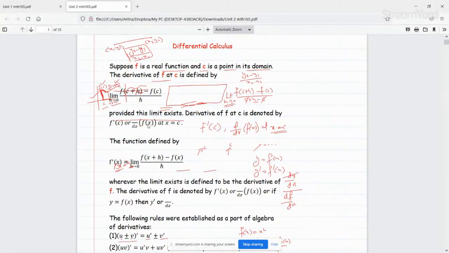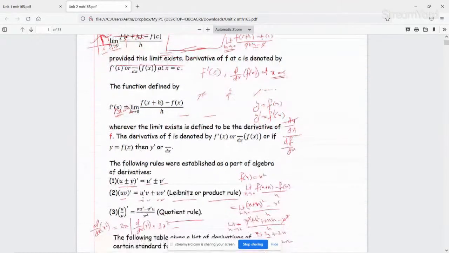First of all, as you can see on my screen, we do it only for real function calculus. Suppose f is a real function and c is a point in its domain. If you're asked to differentiate it, you have to use the formula f dash x is equal to limit h tends to 0 of f of x plus h minus f of x over h. If this limit exists, it is defined to be the derivative of f.